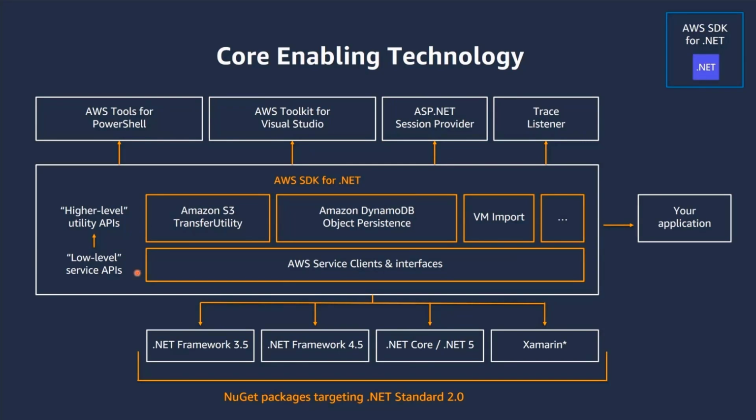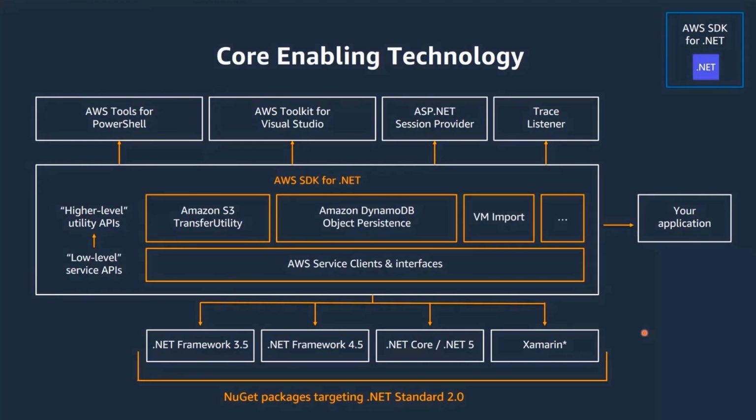The SDK will provide consistent access to all of those low-level APIs. And then for those that are more popular with .NET development, we'll have specific libraries that we call the higher-level utility APIs. And notice down below here, we support .NET Framework 3.5, .NET Framework 4.5, .NET Core, .NET 5, and Xamarin. And we support those through .NET Standard 2.0.